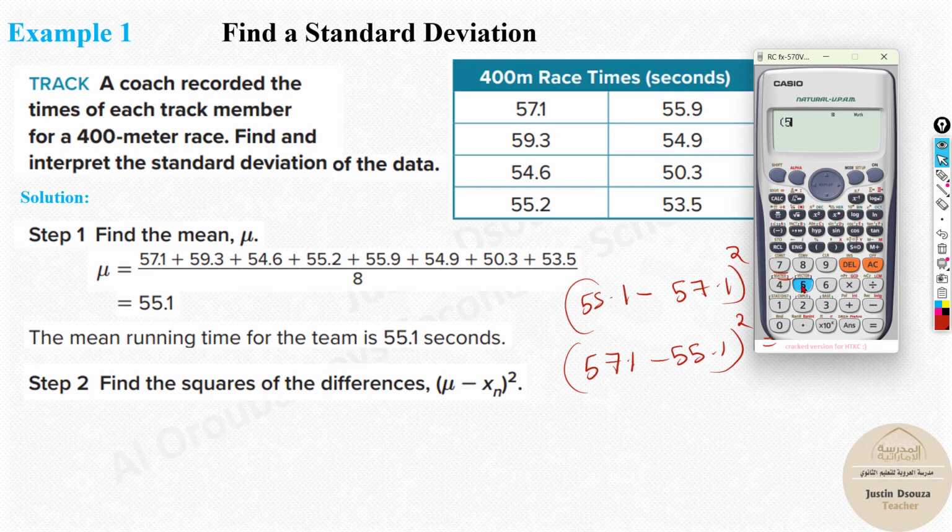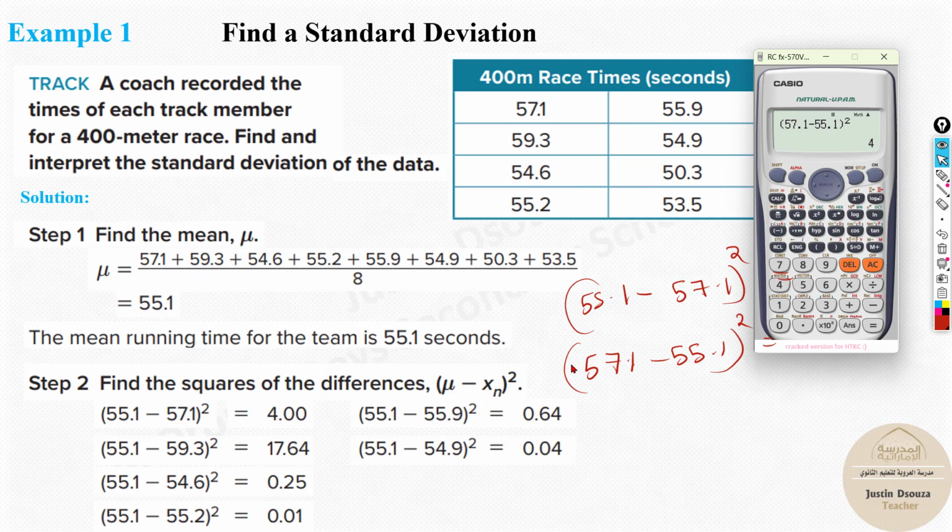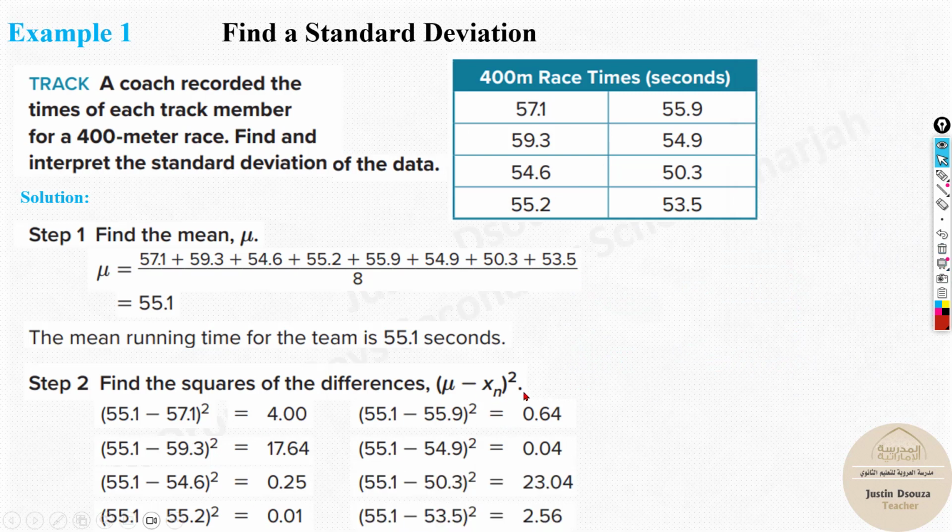We can see 55.1 minus 57.1, the whole square, is 4, and you can just swap these values. 57 minus 55 will be positive 2, minus 2, it's the same thing. The answer will be 4, because you're squaring it. Any negative number will be positive. In the same way you need to do it for all the others. Over here, the mean is taken first, and then you're subtracting all these values one by one. You can see all these answers are found. That is step 2. I hope this step is clear.